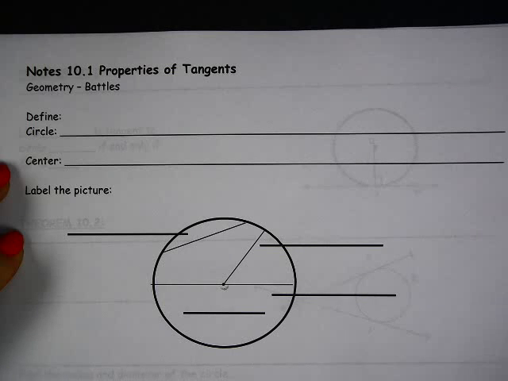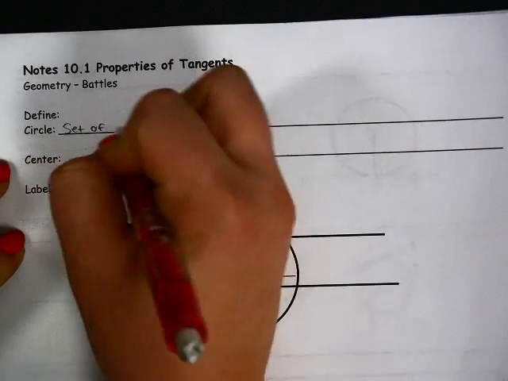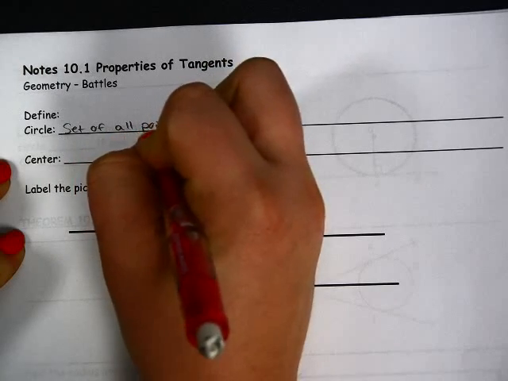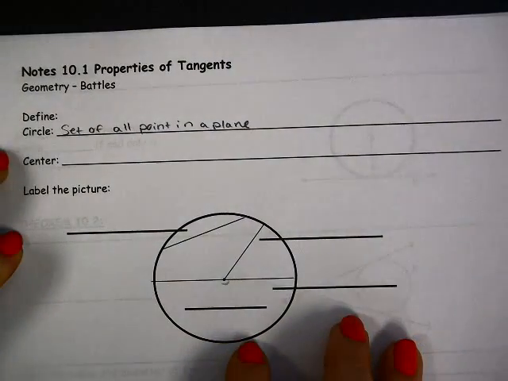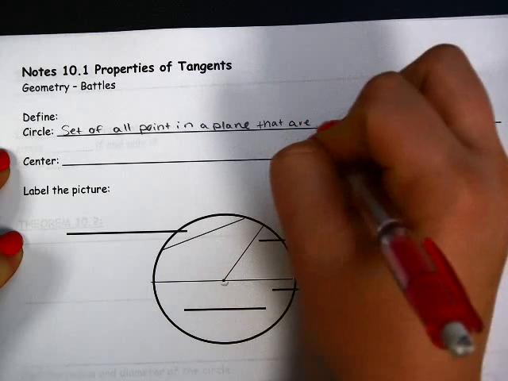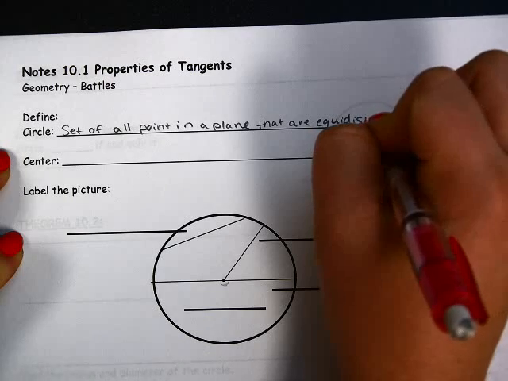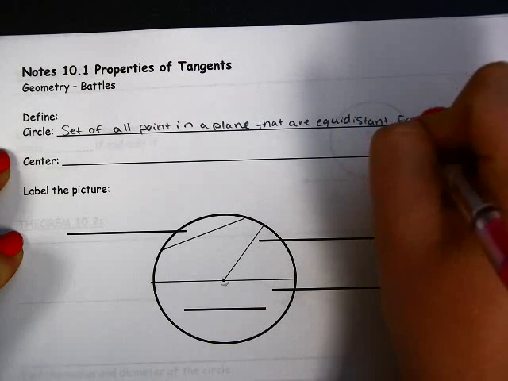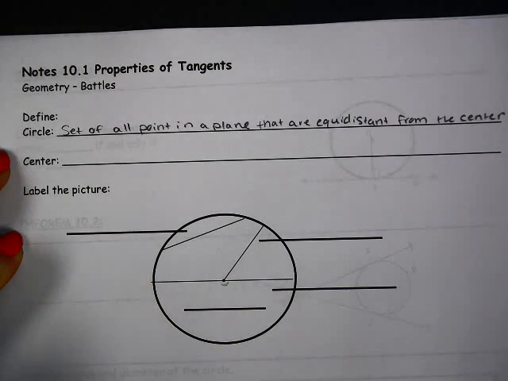I'm going to start off by telling you the proper definition of a circle, which is the set of all points in a plane that are equidistant from the center. Okay, and now I'm going to define center for you.